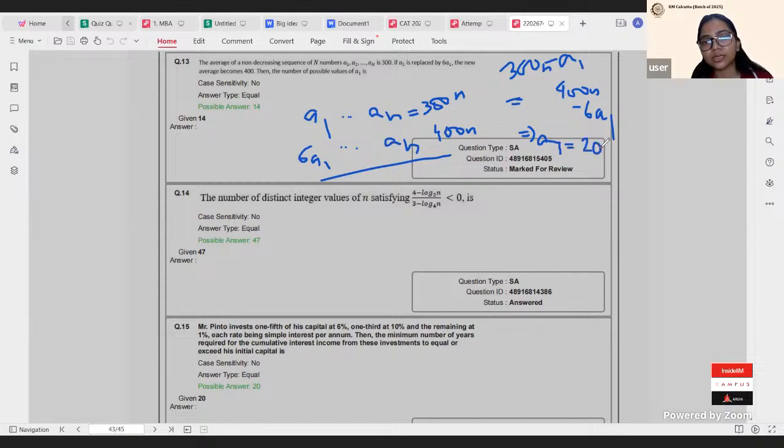And since A1, I mean, the average can be less than, I mean, till 300. So it's essentially an increasing sequence. So essentially, 20n has to be less than 300, which gives n less than 15. That is, only 14 values of n are possible, because it is mentioned that it is a non-decreasing sequence. So A1 cannot be 300. A1 has to be less than 300.